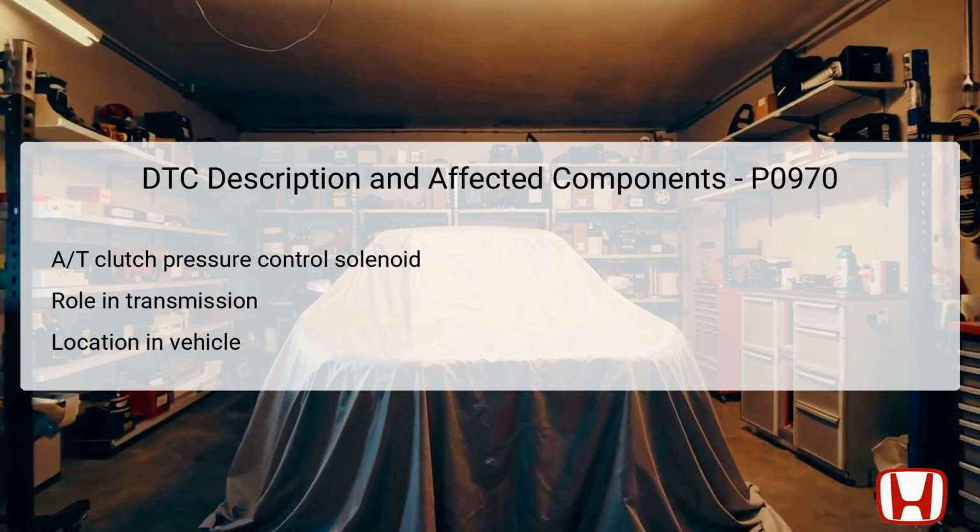The AT clutch pressure control solenoid C is a vital component located within the transmission assembly of the Honda Accord. Its primary role is to precisely control the hydraulic pressure that is necessary for engaging and disengaging clutches within the automatic transmission. By modulating this pressure, the solenoid influences the vehicle's ability to shift gears smoothly. In terms of location, the solenoid is situated in the secondary valve body of the transmission, making it less accessible compared to other engine components.